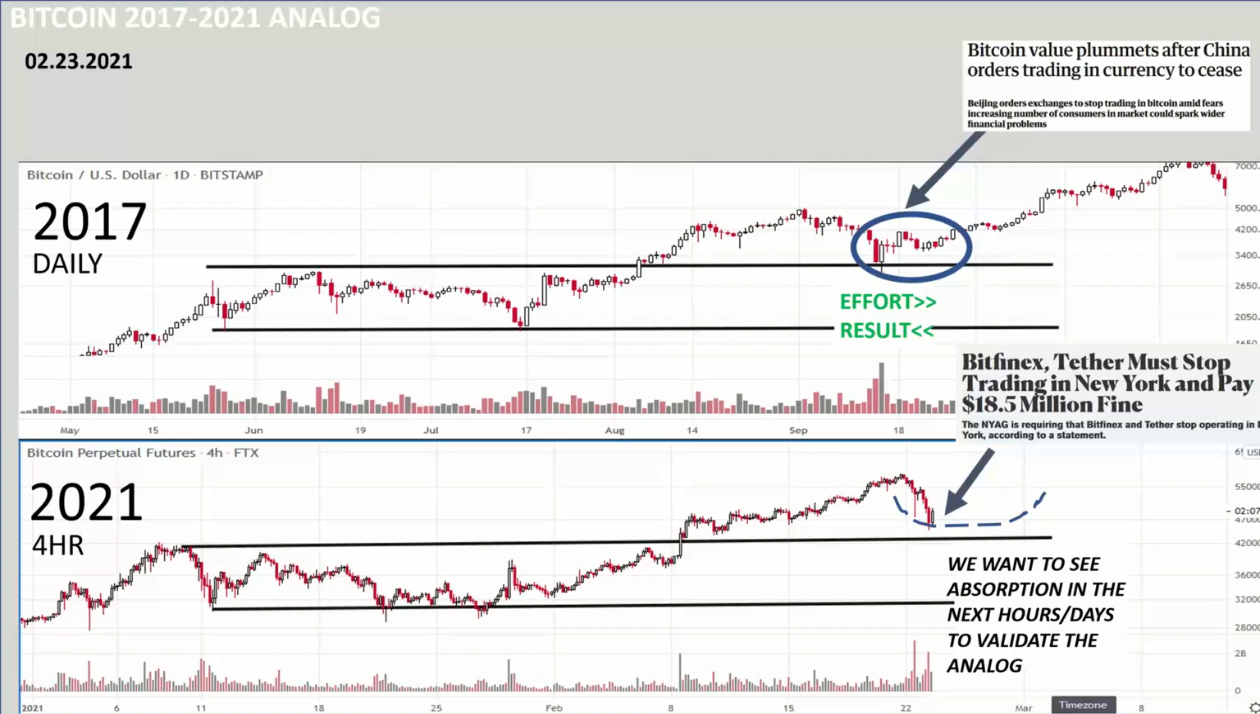In both cases, we see a significant event that generates short-term volatility on top of the previous structure. So look at the trading range that we have seen in 2017. Price falls back to resistance, but supply is vertically absorbed.